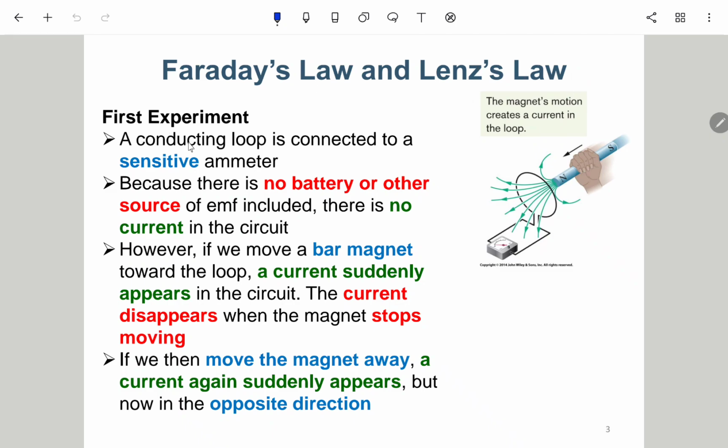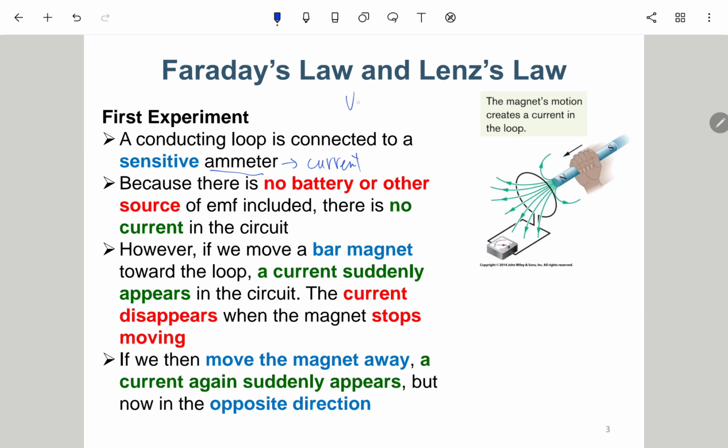Okay, so this is Faraday's law and Lenz's law. Here we take a look at the first experiment. It says that a conducting loop is connected to a sensitive ammeter. Sensitive means it can sense some small value. Ammeter means this is a meter to measure the current.